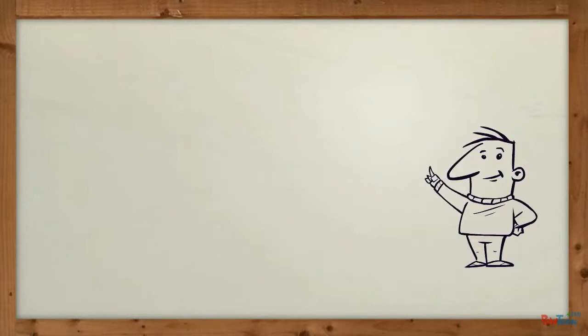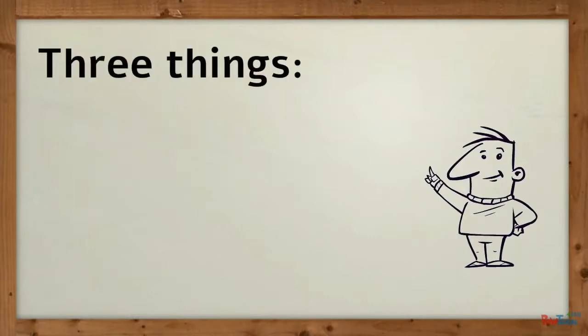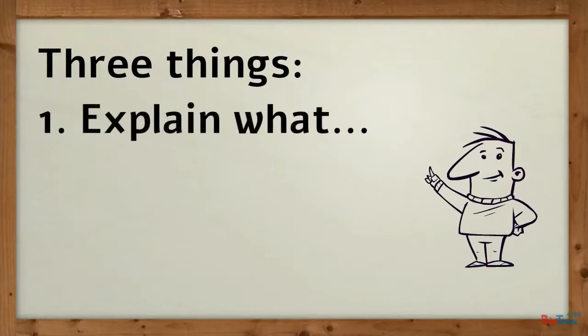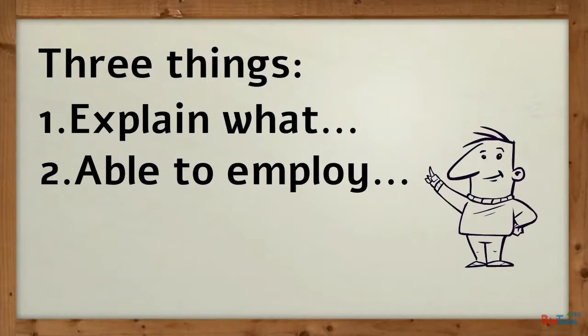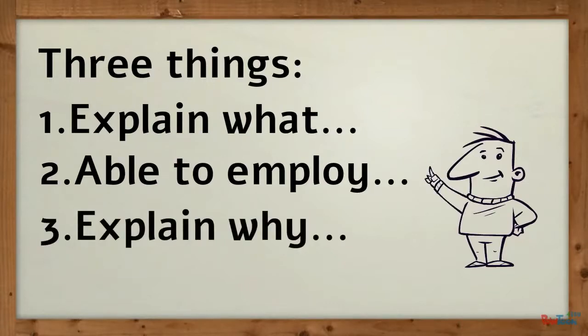Your learners need to learn to be able to do the following three things for each principle in the context of your course to achieve the most significant learning. 1. To be able to explain what the principle is about. 2. To be able to employ the principle in a valuable way. And 3. To be able to explain why the principle is valuable.